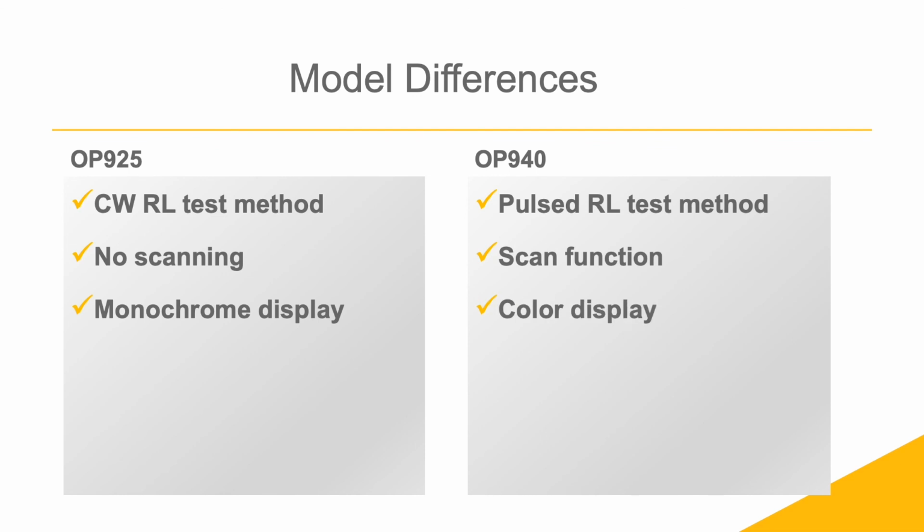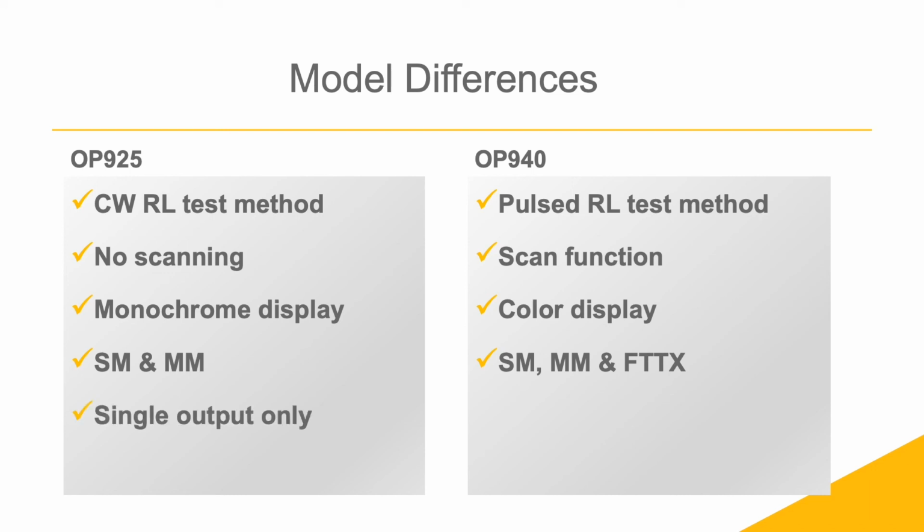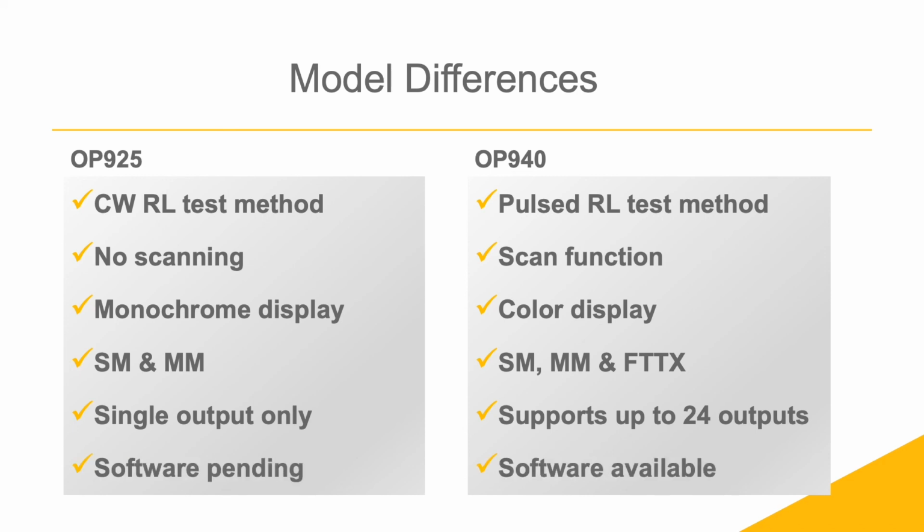The color display on the OP940 is particularly helpful for pass-fail indication with easy-to-read green and red readouts. While the OP925 supports dual wavelength single-mode and multi-mode testing, the OP940 optionally adds support for quad wavelength FTTX testing. The OP940 is also available with multi-channel switched outputs. And while both units support remote control via USB, the software for the OP925 is still pending completion as of April 2020.